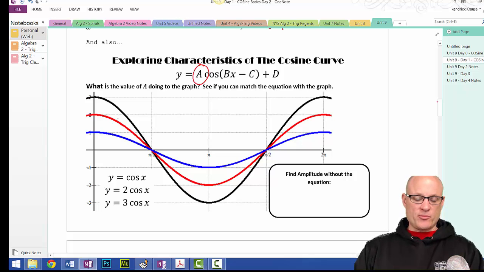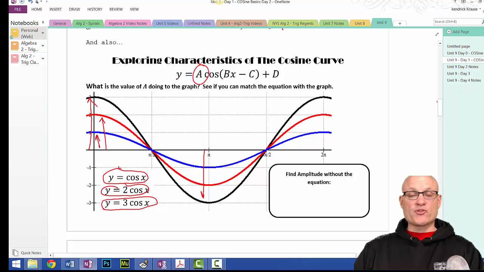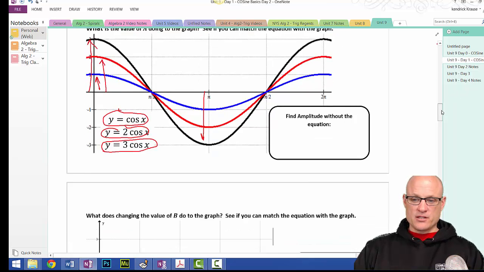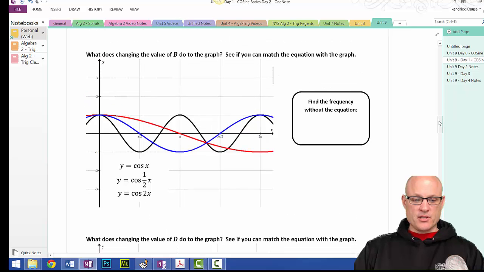And I think it should be clear to say that this has an amplitude of 1, so that goes with this one. This one has an amplitude of 2, so that goes with this one. And this one has an amplitude of 3, goes up 3 and down 3, and therefore clearly it is this one. Simple. Same as before, nothing's new. That's not a change from something we've already done before.